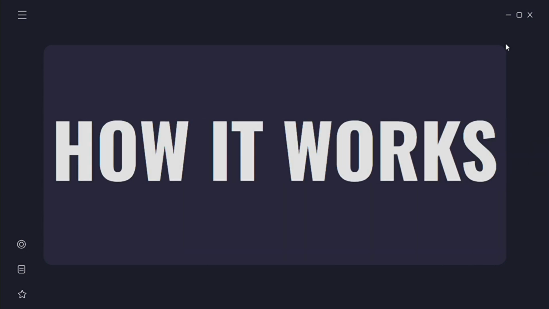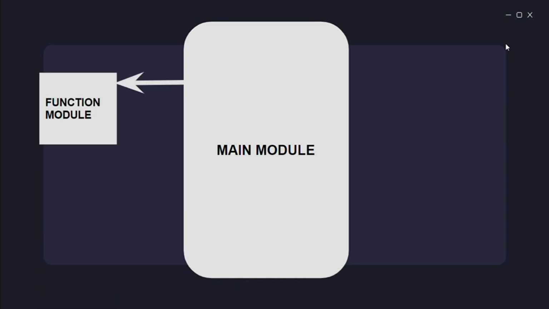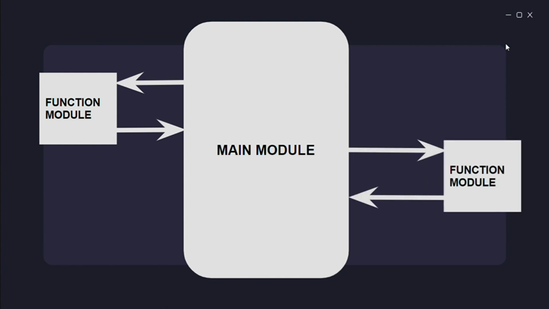How does it work? Firstly, a main module is created by the user. The main module calls a function module. The function module does its tasks and sends the result back to the main module. The user can create as many modules as they want. This is exactly how modular programming works.